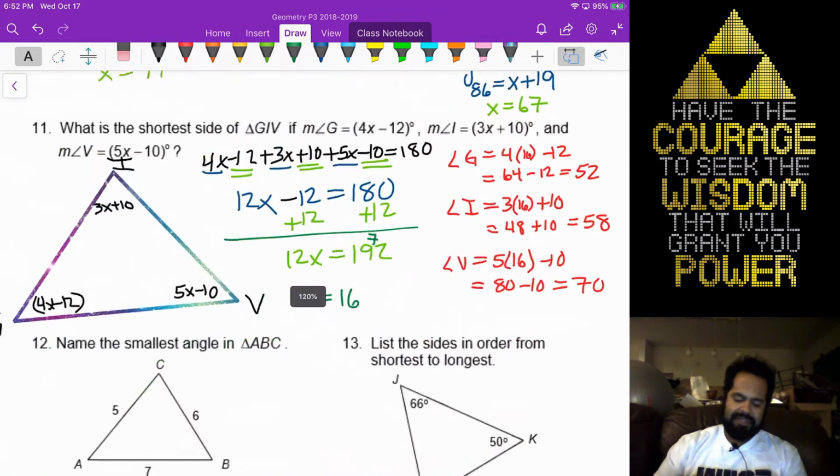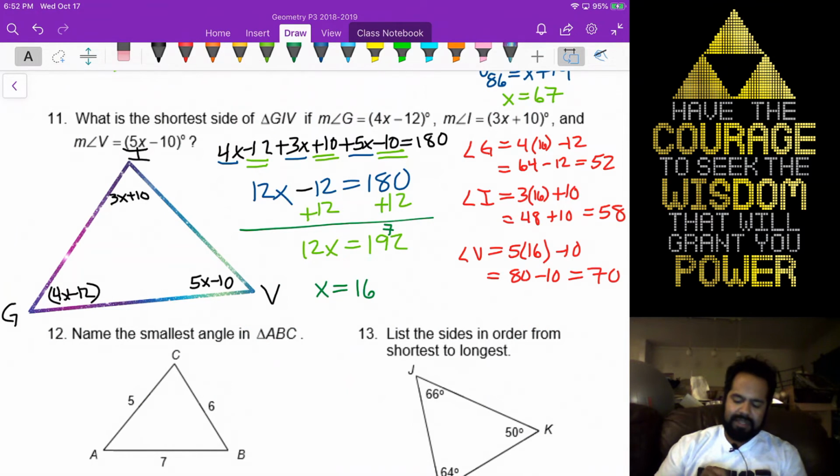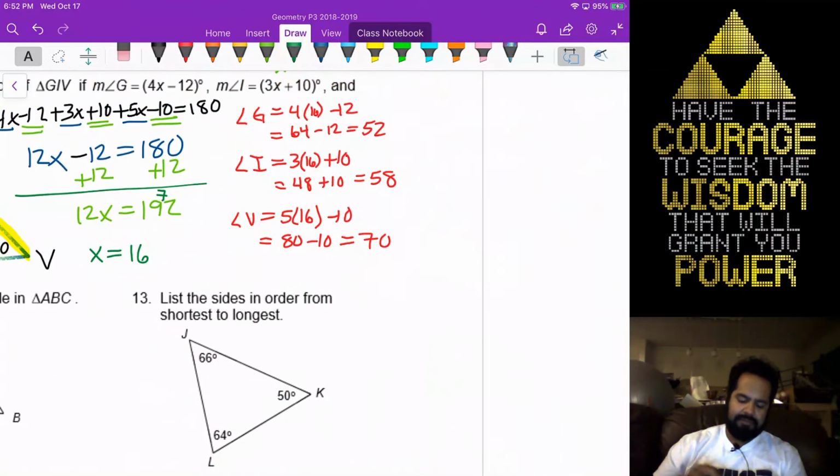That was totally embarrassing. Oh well. So we have our angle measures. We're going to put them in. So G is right here, 52, 58, and 70. Now again, the shortest side is going to be opposite of our smallest angle. So that means that our shortest side here for this triangle will be side IV.